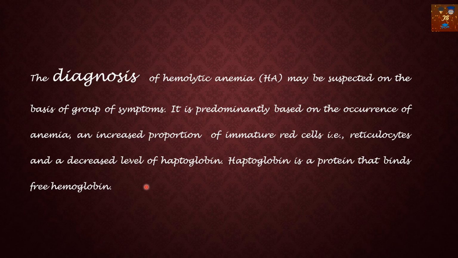So there are three findings which can be grouped to diagnose whether it's hemolytic anemia or not. Number one, occurrence of anemia. Number two, an increased proportion of immature cells, means reticulocytes. Number three, decreased level of haptoglobin.